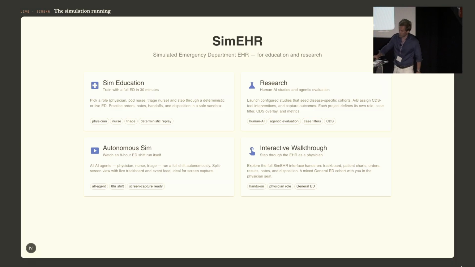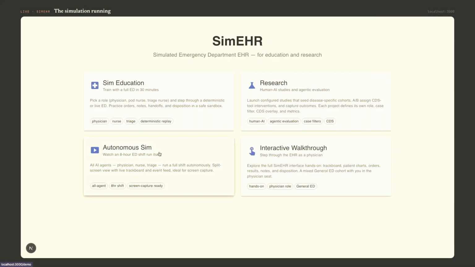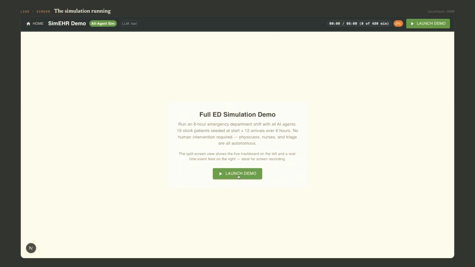Okay, so this is going to be the challenging part. I want to show you all this, so I'm going to run up here. Actually, can you do me a favor with the mouse? Can you just click on the autonomous sim part? Great, and then just click launch demo.